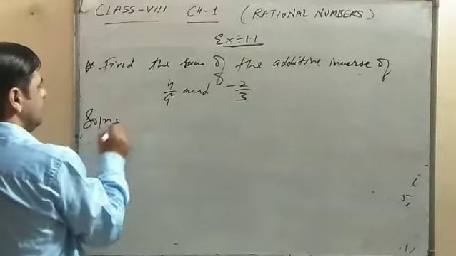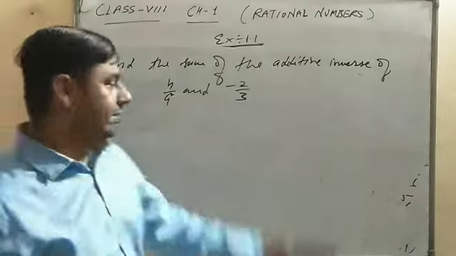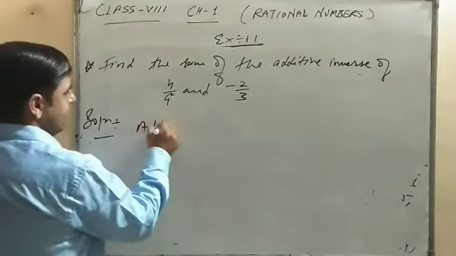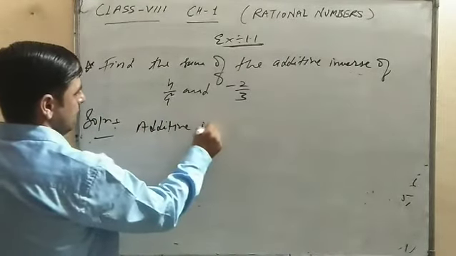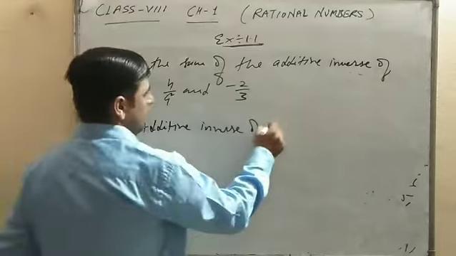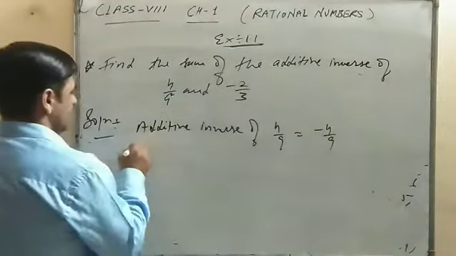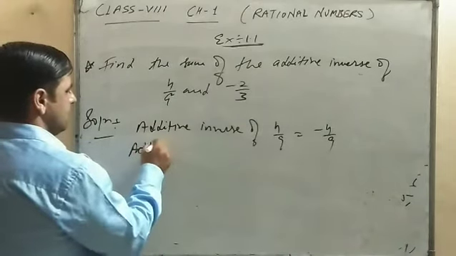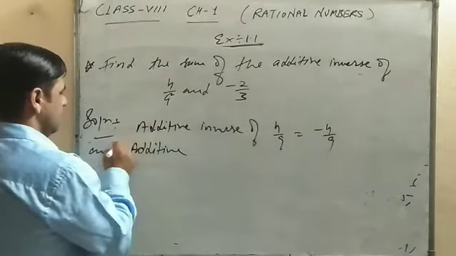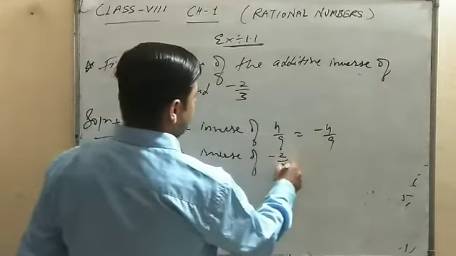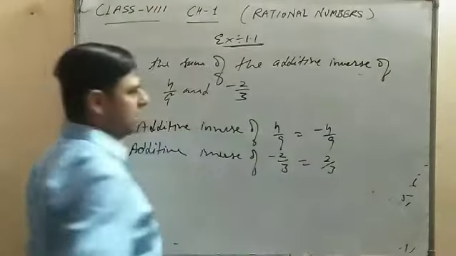So firstly we will check the additive inverse of both rational numbers. So what is the additive inverse? Of 4 by 9, it means minus 4 by 9. The additive inverse of minus 2 by 3 means positive 2 by 3.